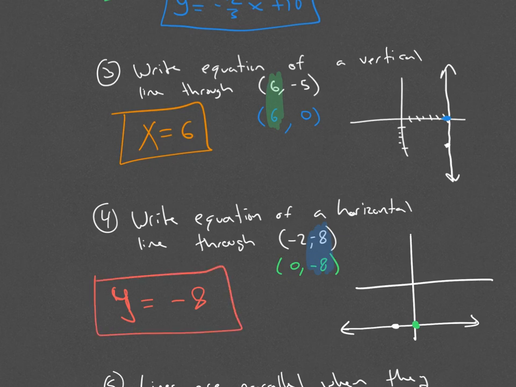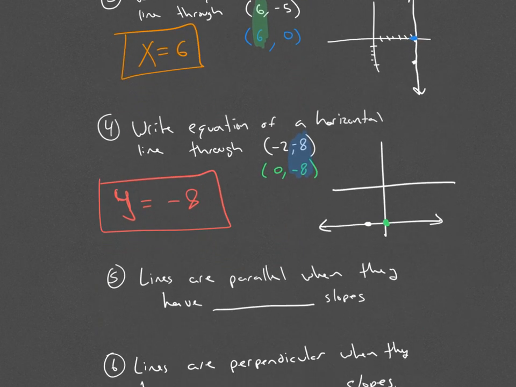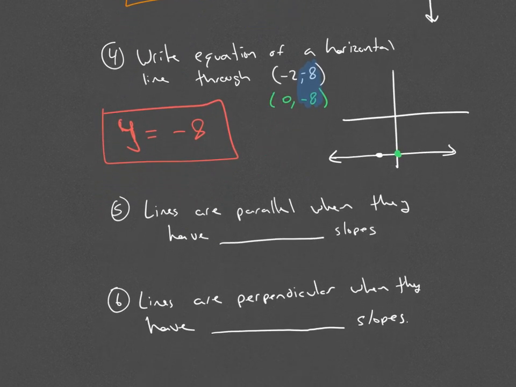Y equals negative 8. All right, to finish up this video, a couple reminders about parallel and perpendicular. Lines are parallel when they have equal slopes. Parallel lines are headed the same direction. They never intersect, so they have equal slopes.